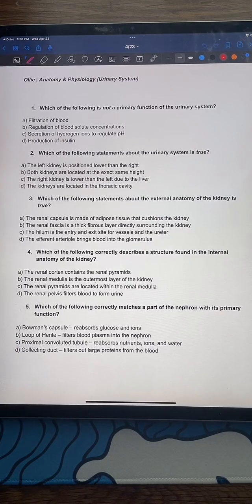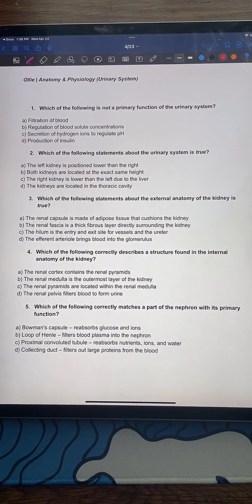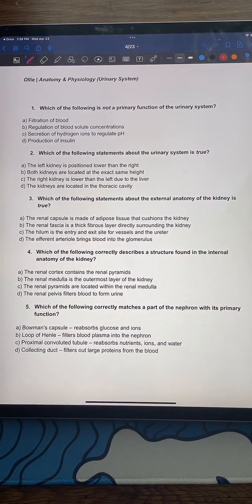I'll be doing more TEAS review next week, Monday and Tuesday. But this is just good review for anatomy and physiology in general. These are a little more in-depth questions, great for A&P courses, undergraduate and graduate level. We'll get right into these in just a moment.